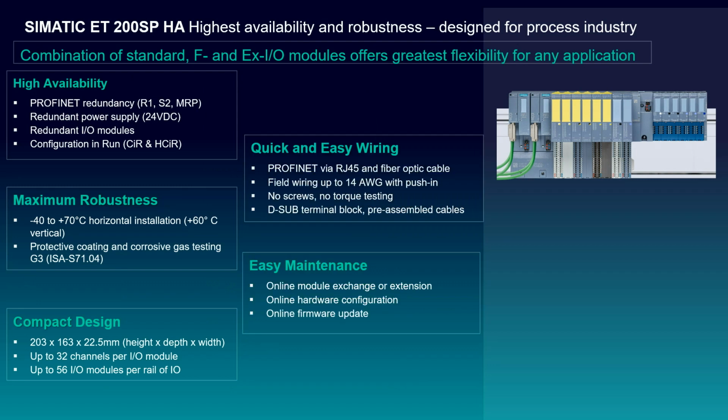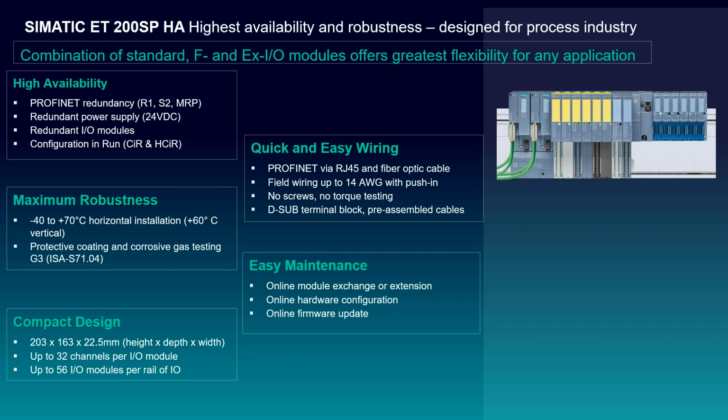When it comes to installation, on the PROFINET side, we use standard RJ45, and we've got standard connectors for fiber connections as well. On the field wiring, we can take standard 14-gauge wire and connect that. Just push it in, it's connected. There's no screws, no torque testing. It won't work loose because of vibration. As an option, we have a D-sub terminal block that's also possible to use, and we'll talk a little bit more about that when we talk about MTA solutions.